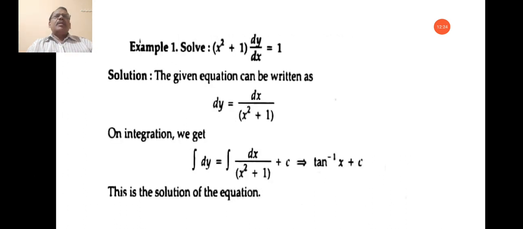We take examples one by one. Example: solve the differential equation (dy/dx)(x² + 1) = 1, or (x² + 1) dy/dx = 1. This equation can be written as dy = dx/(x² + 1). You observe that the equation becomes variable separable. You see, y terms are on the left side and x terms are on the right side.